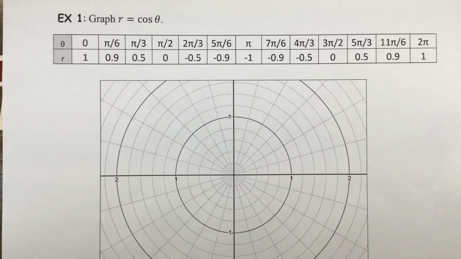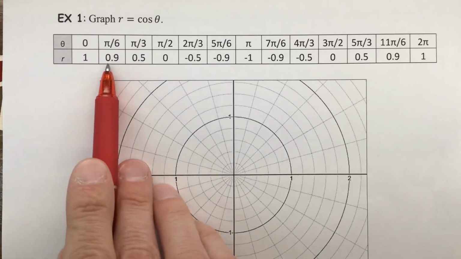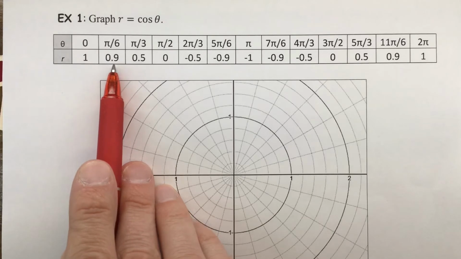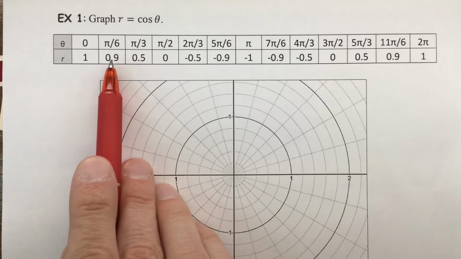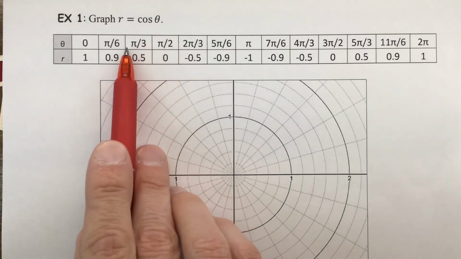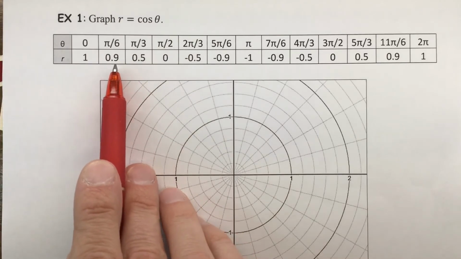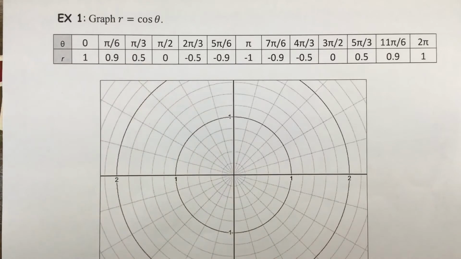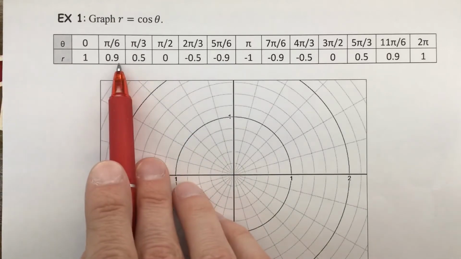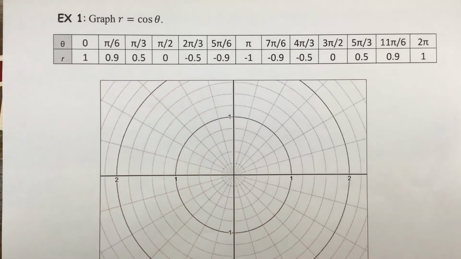I want to make one additional point right here. This is the best rounded value that I decided to put here, but if you were to really evaluate the cosine for pi over 6, that would actually be 0.866. It would be the square root of 3 divided by 2. So that one's been rounded up just a little bit, up to 0.9.